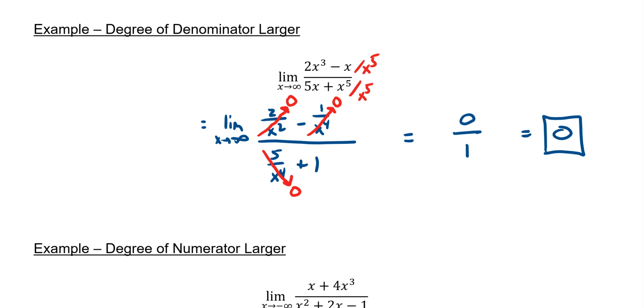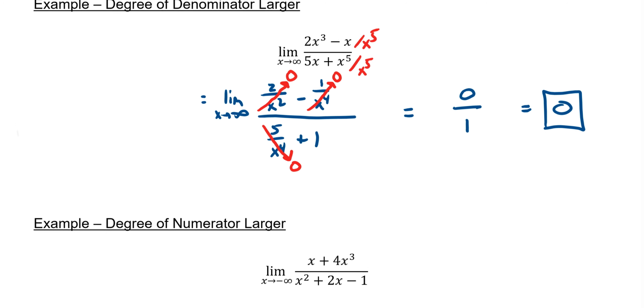So remember, when this happened with rational functions, the denominator's degree was larger. That meant there was a horizontal asymptote at y equals 0. But now we're just showing our work for it using limits. So if a question said you had to show your work, you would have to do it this way instead of using this shortcut. All right, next one.